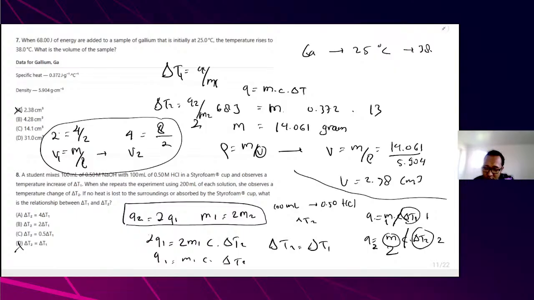So 2Q1 will be 2m1 cΔT2. Just the difference, just m1. And then the same thing with Q1: Q1 is m1 c1 ΔT1. So the correlation between both is like this. Still the same, there is no issue. Just a quick recap: doubling both the amount of heat and the total mass of the solution doesn't change the temperature increase. The ratio is still the same.